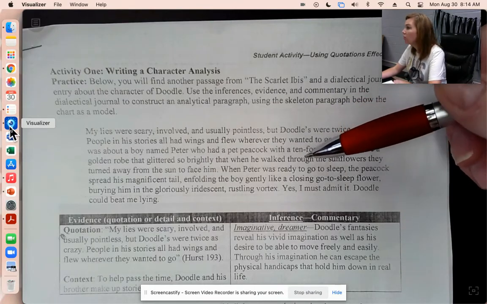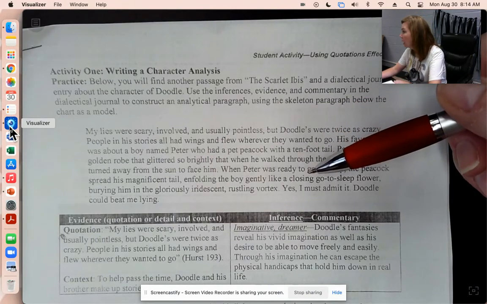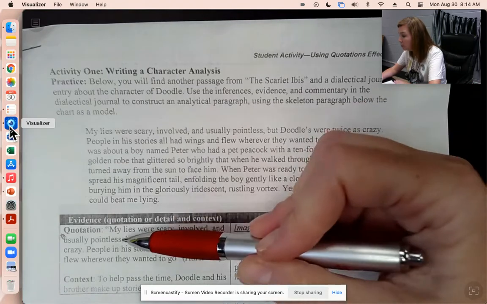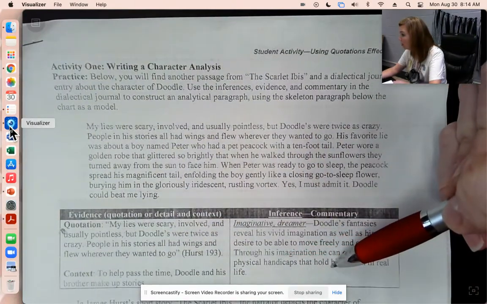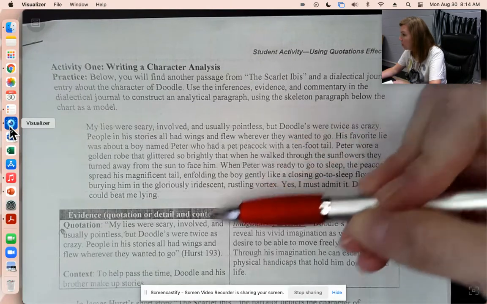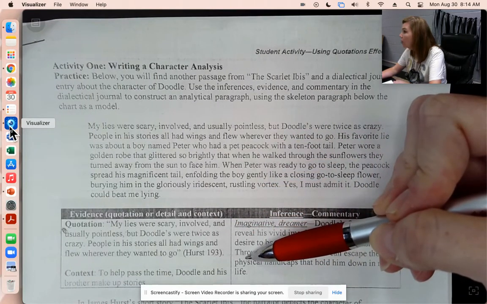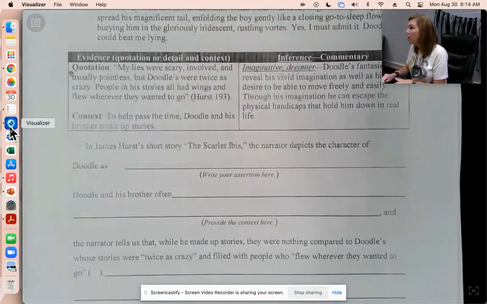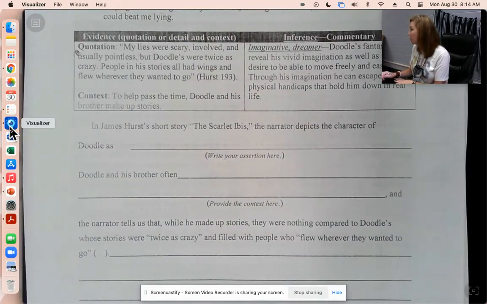So here is what we're going to do. Here's a passage from The Scarlet Ibis that we've already read. You've all got this on there. We have probably already analyzed this, but you see they have a dialectical journal box already done for you down here. We're going to use this along with this to create what we consider a characterization analysis paragraph. Now, what they do is they walk you through it. As you get right here on this first page, it's not that bad. It's fill in the blank.